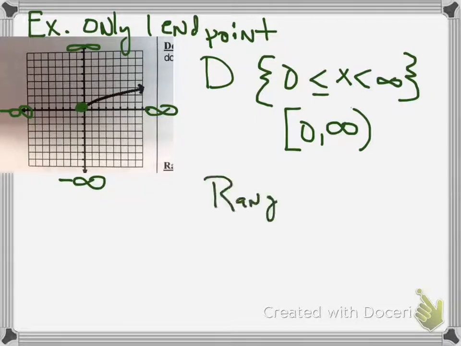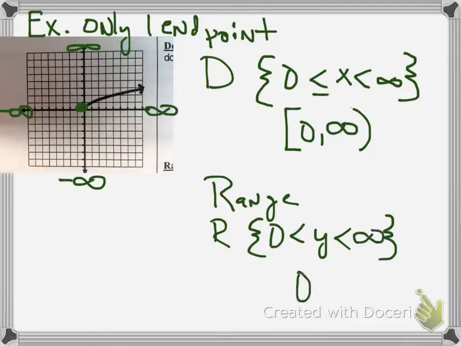Range, it starts at 0 and goes up forever. Even though it looks like it's kind of flattening out, it would technically still be going up forever because of that arrow. So range looks pretty much the same. And you can kind of see there. I forgot to put the line underneath because why not? But there you go. So hopefully, you can kind of see how that works.